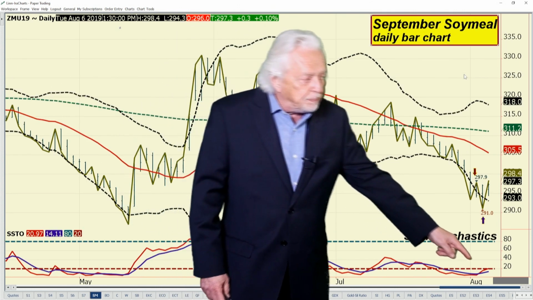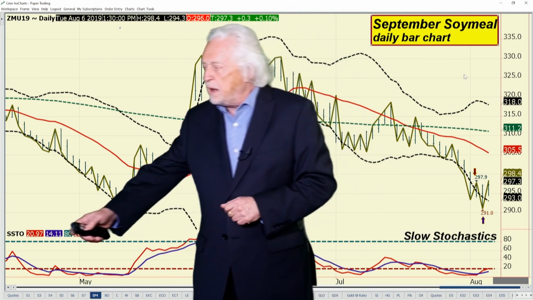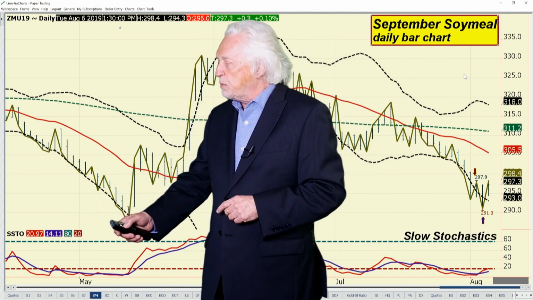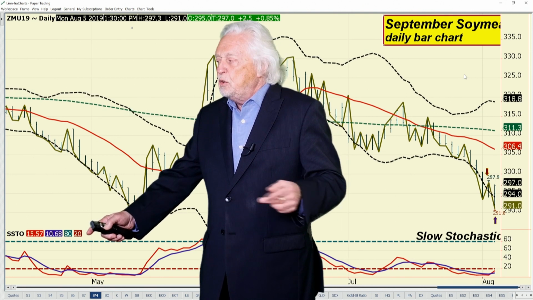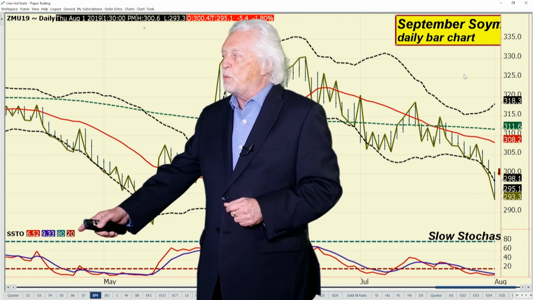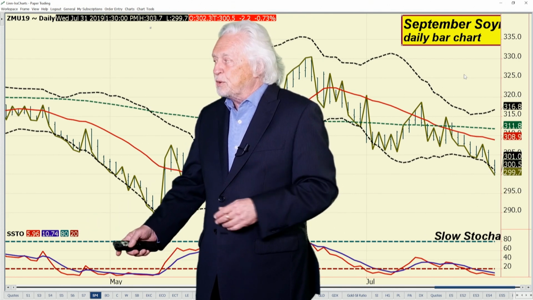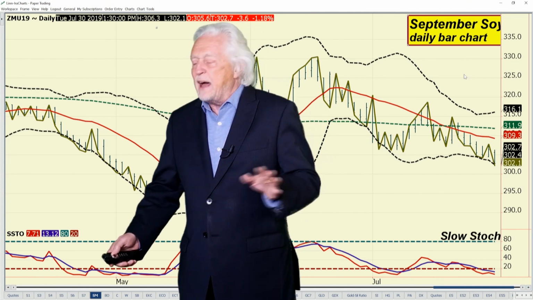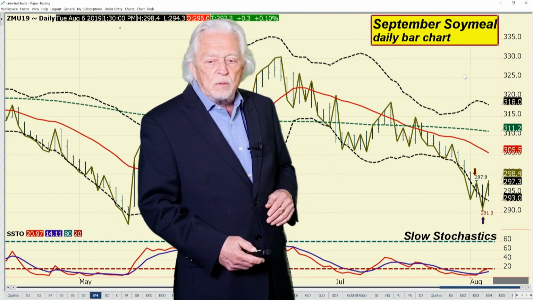In the meal market, if you look at the slow stochastic reading, you lost an embedded reading. Now let's double check. You can see yesterday, which was Monday, both numbers under 20, both under 20 on Friday, both under 20 on Thursday, both under 20 on Wednesday. I can go on and on. It doesn't matter. You lost that reading today.